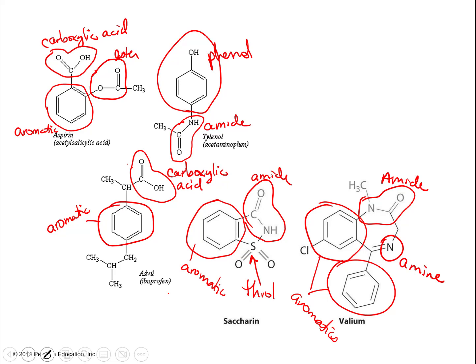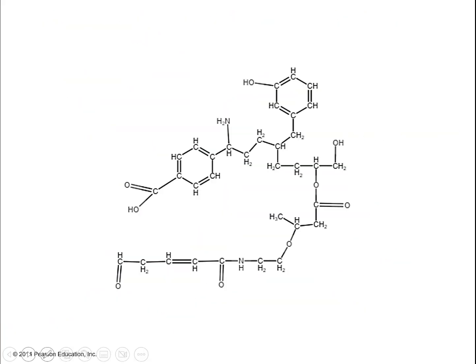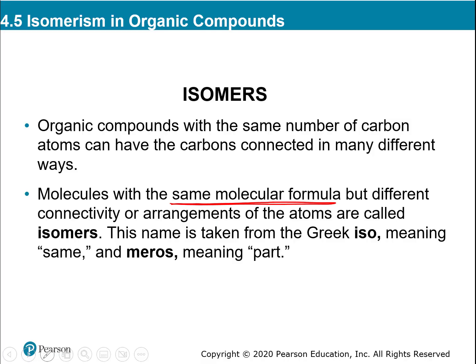So we did this one, then we did this one, then we did this one, and this is the same one that we just did. This is actually on that handout, so if you have your PowerPoint, you can practice this one later and see if you can actually identify all of those functional groups and then check yourself. All right? All right, then we start talking about isomers.